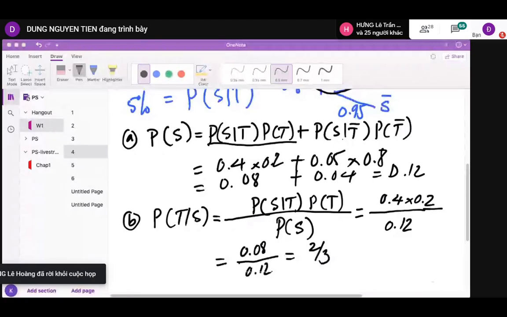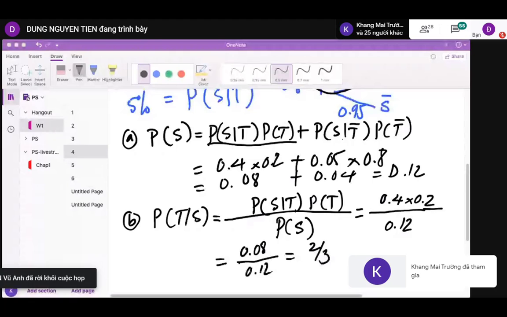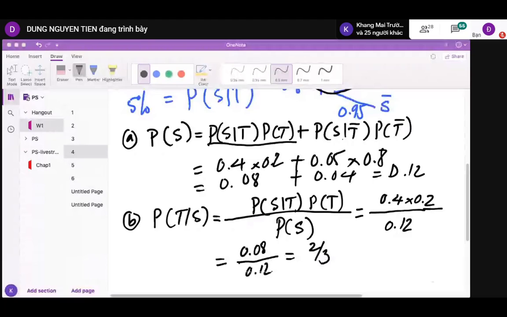E is the event that the first part works properly. F is the event that the second part works properly. So this is F. Understand? And I will denote by S the event that the entire system works properly. Now I want to find the probability of S.